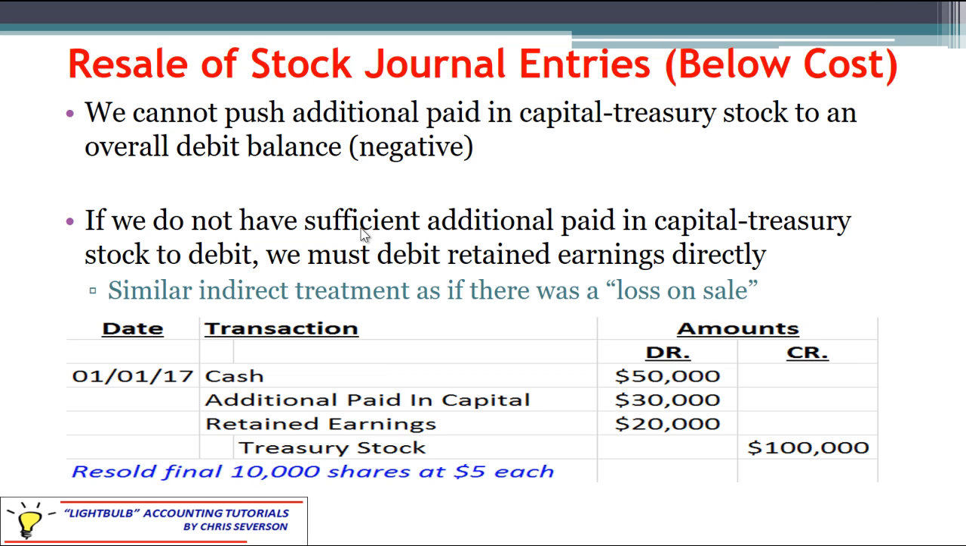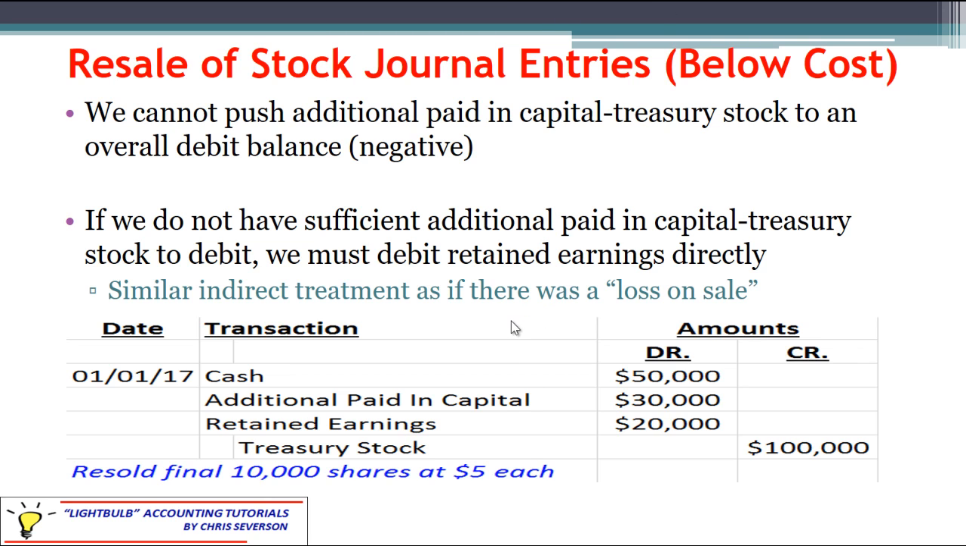If we do not have sufficient additional paid-in capital Treasury stock to debit, in other words, we ran out of that fund, we have to debit retained earnings directly. That would be reducing retained earnings. It would be the same treatment as if we called this a loss on sale of investment. Again, it's not really a loss, but it would have the same overall impact.